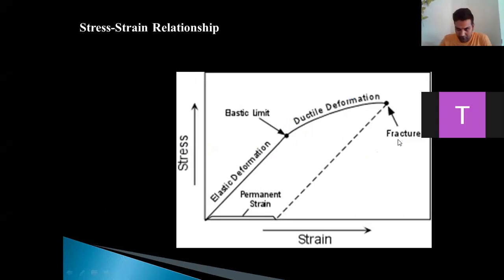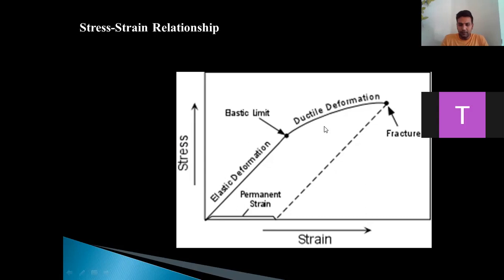Stress and strain relationship. This is a very important aspect in rock deformation studies, that is, how stress and strain are interrelated. We have plotted stress and strain, and we have seen that three different kinds of deformation are available. The first is elastic deformation, the second is ductile deformation, and the last one is brittle deformation. So what elastic, ductile, and brittle are, and how stress and strain are interrelated to each other.